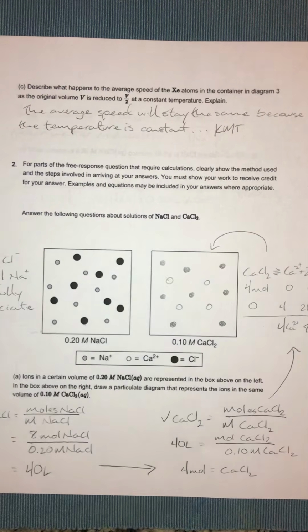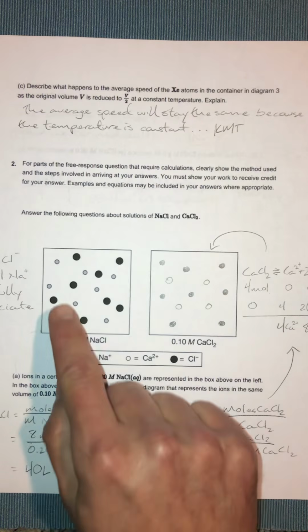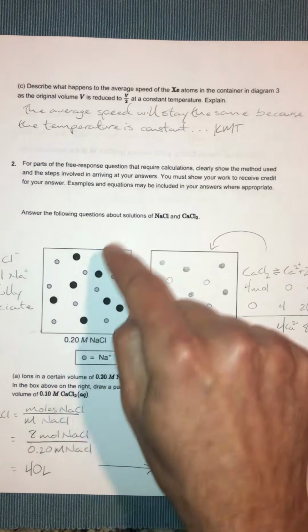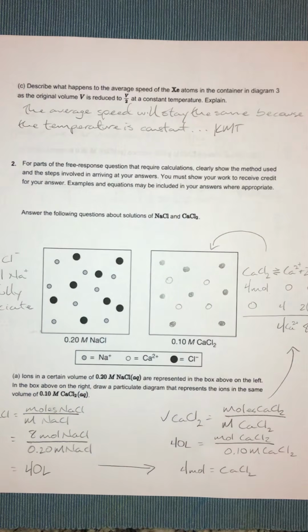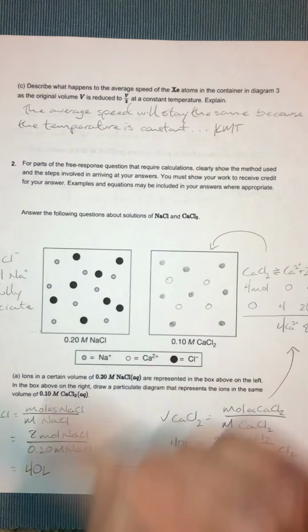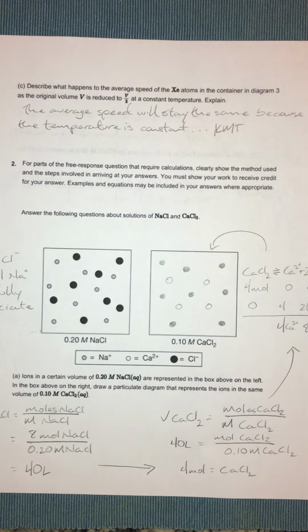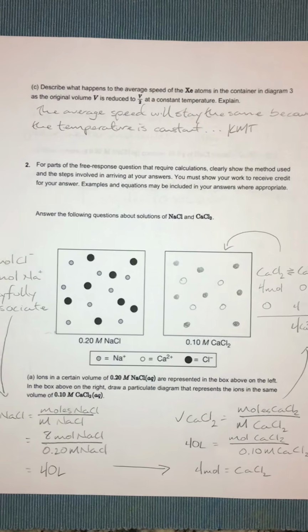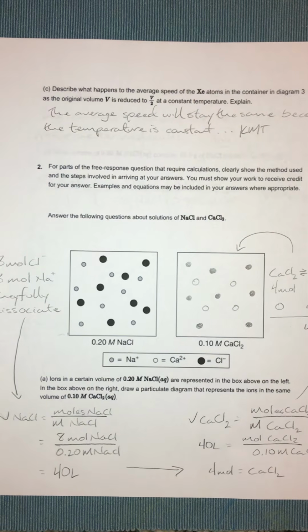Now, number 2. Answer the following questions about solutions of sodium chloride and calcium chloride. So I'm going to go ahead and show you the whole thing and walk you through it. All right? So we had this over here. If you look at it, you have 1, 2, 3, 4, 5, 6, 7, 8 chlorine, and you have 8 sodium. So you have 8 moles of chlorine and 8 moles of sodium.